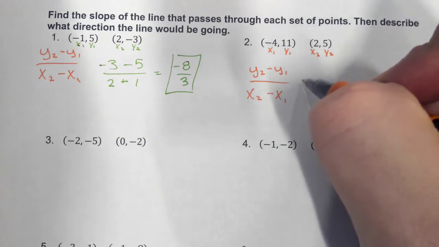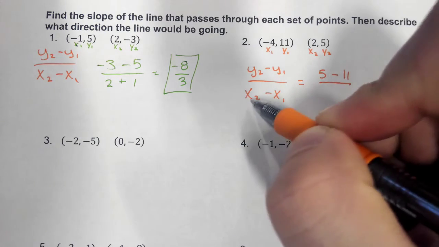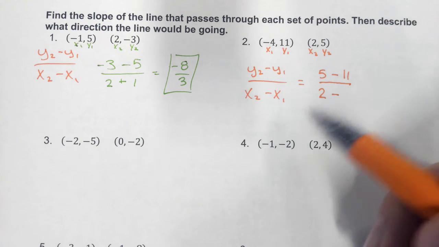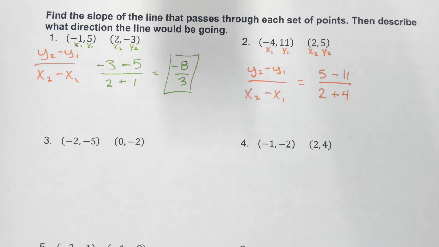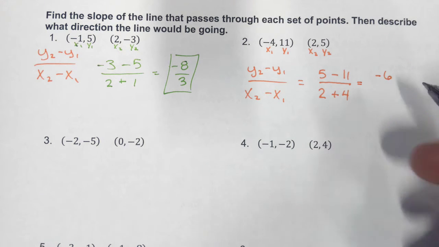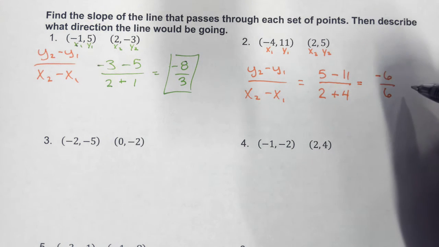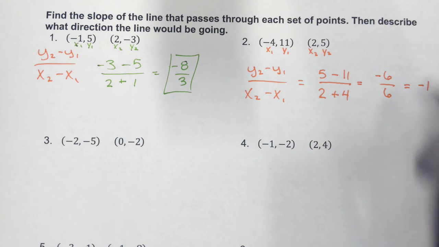y2 is first. It's labeled as 5. Minus y1 is 11. Over x2 is 2. Minus x1 is negative 4. So again, here's a little bit of thought. Minus negative 4 is plus 4. So we do the math. 5 minus 11 is negative 6. 2 plus 4 is 6. That fraction does reduce. Negative 6 divided by 6 is negative 1. Do not put negative 1 over 1. If something is over 1, you just put what the numerator is. So that slope reduces to just negative 1.